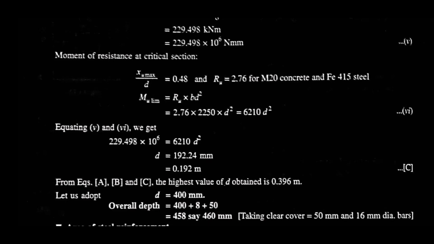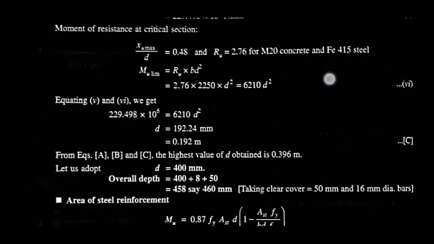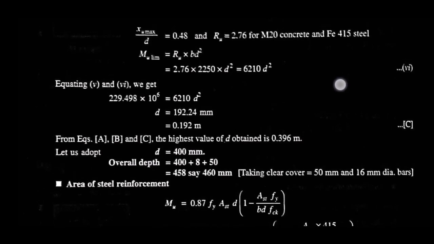So from equations A, B and C, the highest value of d obtained is for one-way shear criterion, that is 0.396 meter or 396 mm. So let's adopt d equal to 400 mm. So overall depth will be 400 plus 8, as we take 16 mm diameter bar, and plus 50, where 50 is taken as clear cover. For footing we have to take minimum clear cover of 50 mm. So overall depth is 458 mm, say 460 mm.